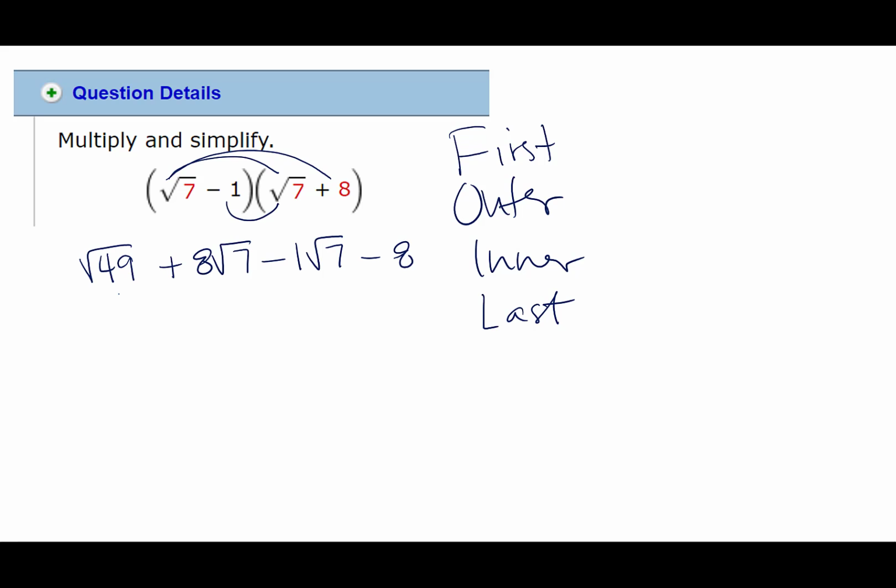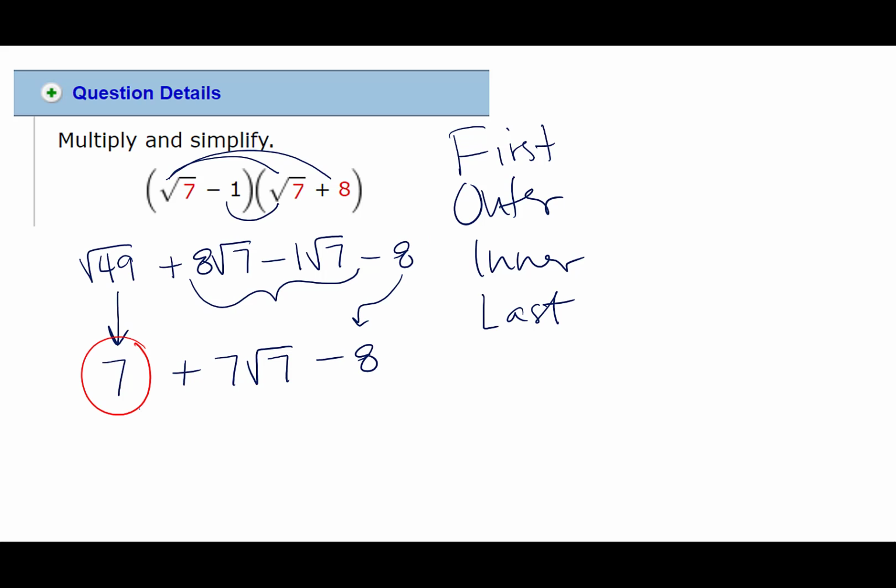Now we'll simplify. We know the square root of 49 is 7. We can also combine those second and third terms because the radicals are the same. That can be combined to 7 square roots of 7. And this negative 8, I'll go ahead and write it one more time, but do you see how the first 7 can be combined with the negative 8 to give us a final answer of 7 square roots of 7 minus 1.